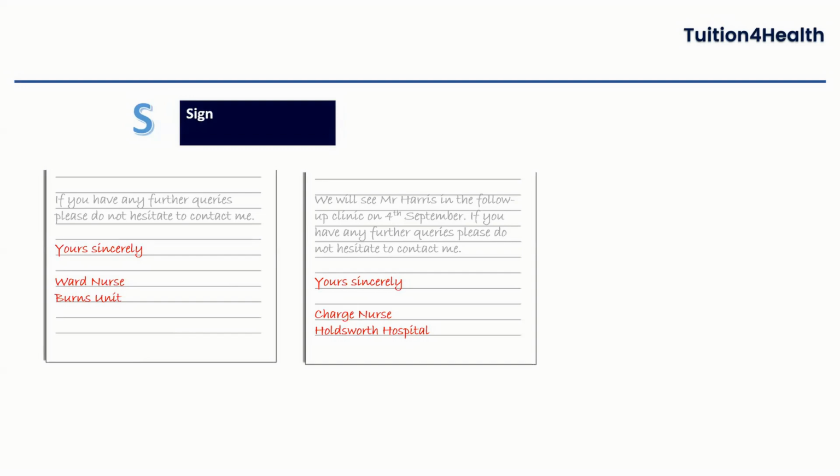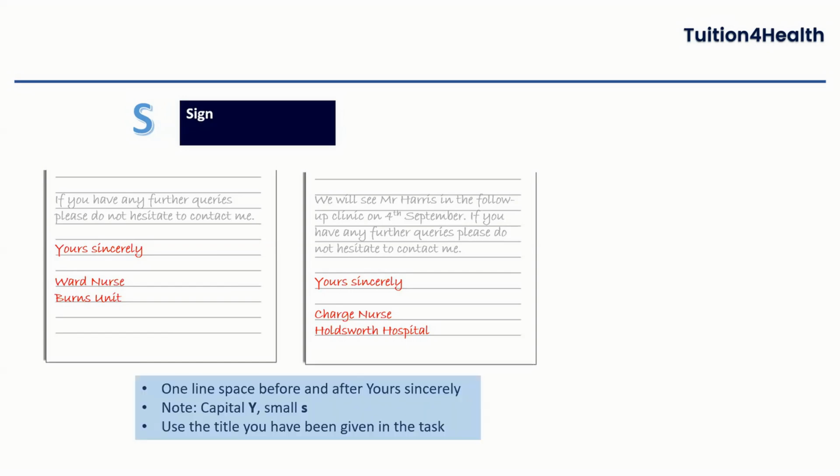The final S is for sign-off, where you essentially say goodbye and state who you are. Remember that in the notes, it will tell you what your title is and where you work. For example, ward nurse, Burns unit, or charge nurse, Holdsworth Hospital. Use the title and work setting that you have been given. Just writing your name shows that you haven't read the notes carefully. Again, leave a space between the last paragraph and your goodbye, and another before your name. It just makes it look more clear and more professional.